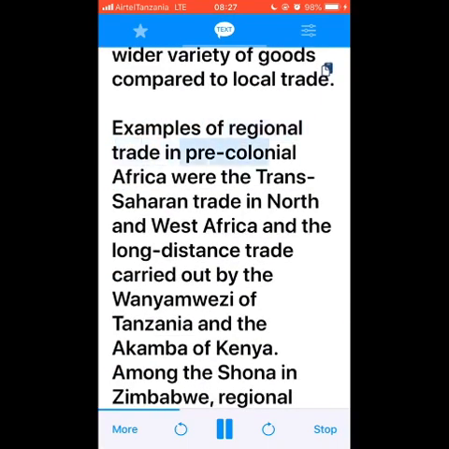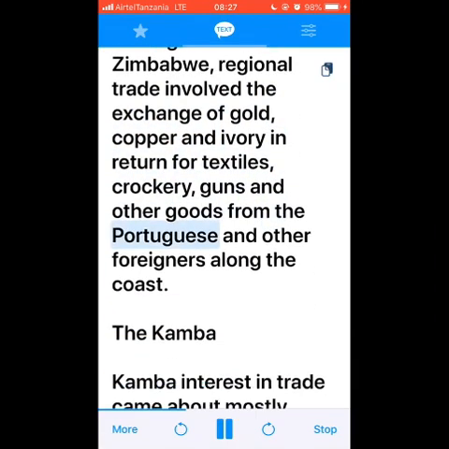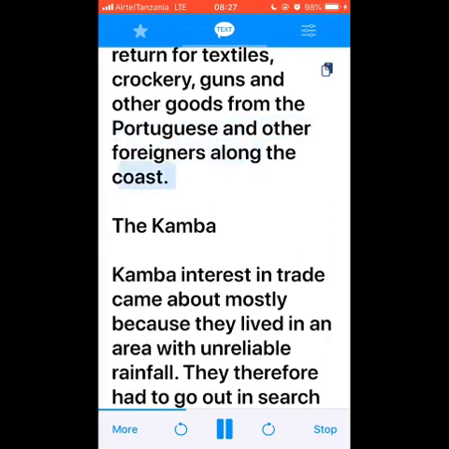Examples of regional trade in pre-colonial Africa were the trans-Saharan trade in North and West Africa and the long-distance trade carried out by the Wanyamwezi of Tanzania and the Akamba of Kenya. Among the Shona in Zimbabwe, regional trade involved the exchange of gold, copper and ivory in return for textiles, crockery, guns and other goods from the Portuguese and other foreigners along the coast.